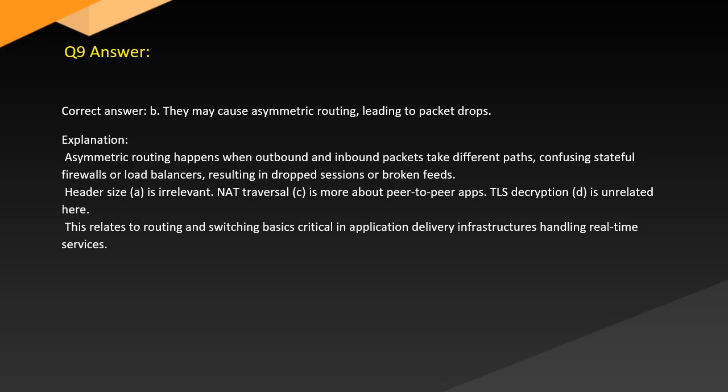Answer. Correct answer. B. They may cause asymmetric routing, leading to packet drops. Explanation. Asymmetric routing happens when outbound and inbound packets take different paths, confusing stateful firewalls or load balancers, resulting in dropped sessions or broken feeds. Header size, A, is irrelevant. NAT traversal, C, is more about peer-to-peer apps. TLS decryption, D, is unrelated here. This relates to routing and switching basics critical in application delivery infrastructures handling real-time services.